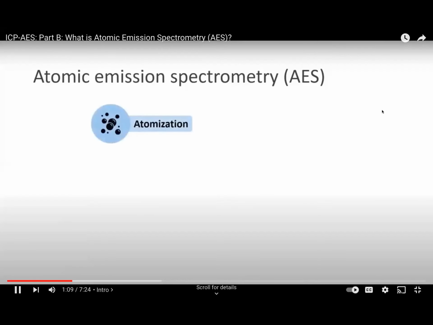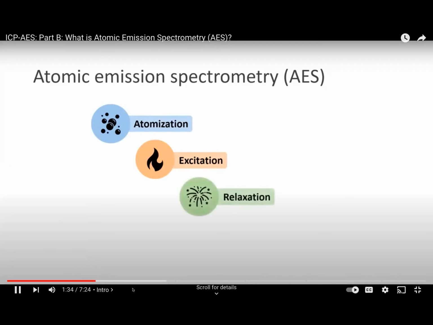Three main steps: atomization, where we atomize our sample, converting it into gas phase atoms and ions. Excitation, where we provide sufficient energy to promote the valence electrons of an atom from the ground state to an excited state. Both atomization and excitation can be achieved efficiently using ICP. And finally, relaxation, where the excited atoms relax back to the ground state, giving up their energy as photons. This is when the atomic emission occurs.